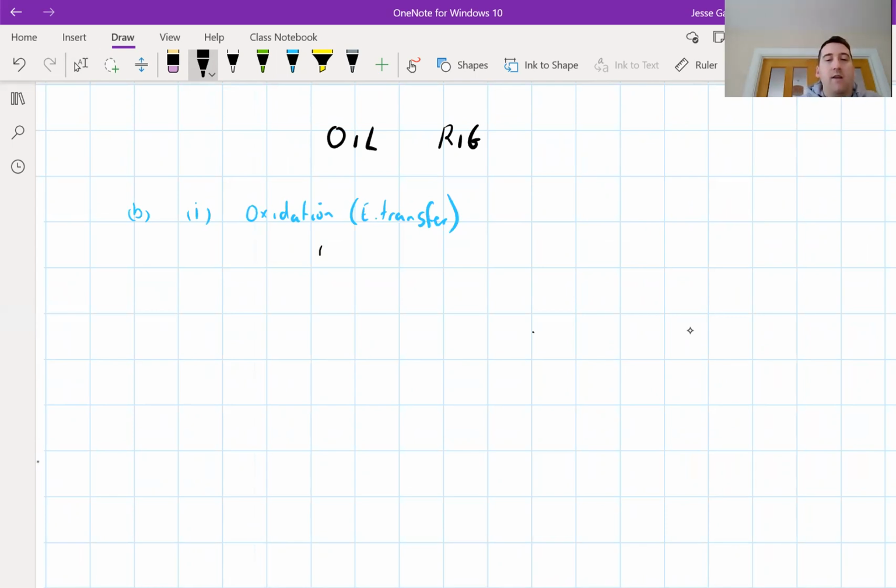Okay, so what you should have written is oxidation is a loss of electrons. So OIL RIG stands for oxidation is loss, reduction is gain. So oxidation is loss of electrons. All right, part two of that is define oxidation in terms of change in oxidation number. You know how to do this, pause the video, go ahead and do that now.